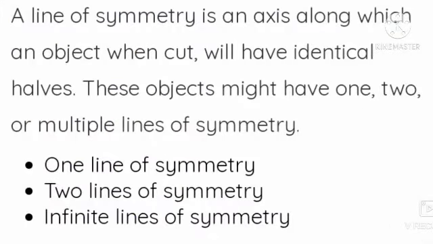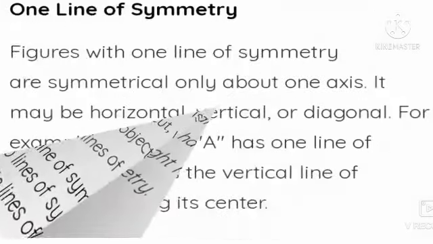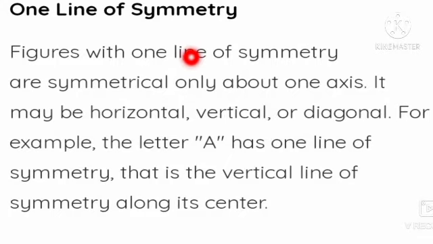A line of symmetry is an axis along which an object when cut will have identical halves. These objects might have one, two or multiple lines of symmetry. One line of symmetry, two lines of symmetry, infinite lines of symmetry. What is one line of symmetry? Figures with one line of symmetry are symmetrical only about one axis. It may be horizontal, vertical or diagonal. For example, the letter A has one line of symmetry. That is the vertical line of symmetry along its center.